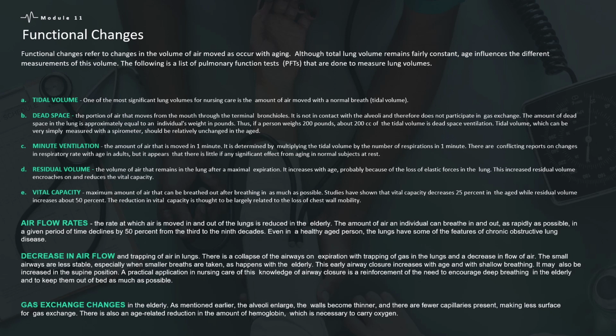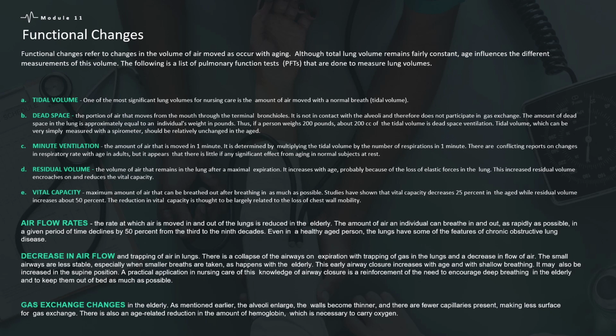The amount of dead space in the lung is approximately equal to an individual's weight in pounds. Thus, if a person weighs 200 pounds, about 200 cc's of tidal volume is dead space ventilation. Tidal volume, which can be very simply measured with a spirometer, should be relatively unchanged in the aged. Minute ventilation is the amount of air moved within 1 minute. There are conflicting reports on changes in respiratory rates with age in adults, but it appears there is very little, if any, significant effect from aging on normal subjects.